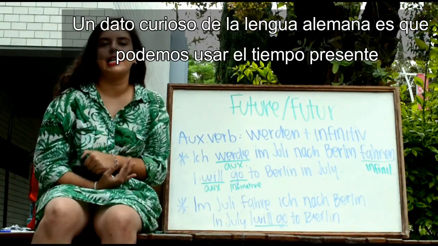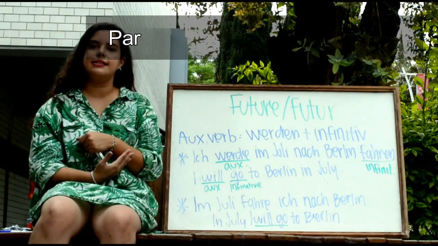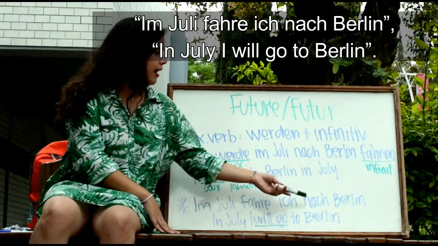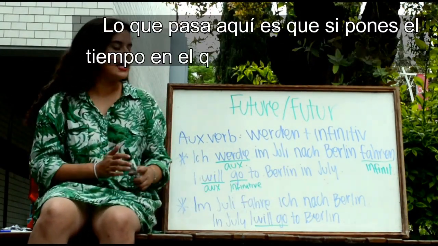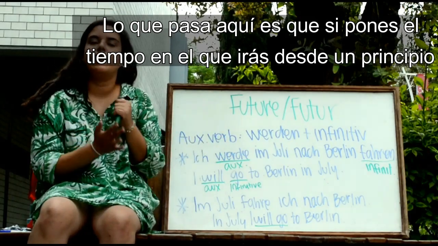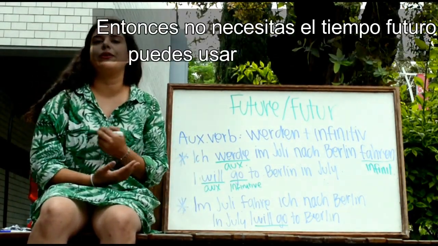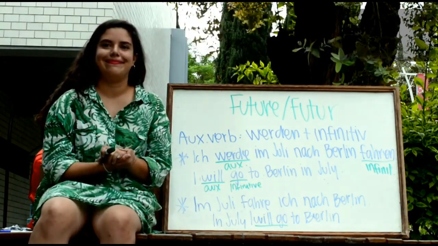And a little fun fact about the German language is that we can use the German present tense to indicate the future. For example, Im Juli fahre ich nach Berlin. In July, I will go to Berlin. What happens here is that if you place the time at the beginning, then you don't need the future tense. You can just use the present tense and that's it.